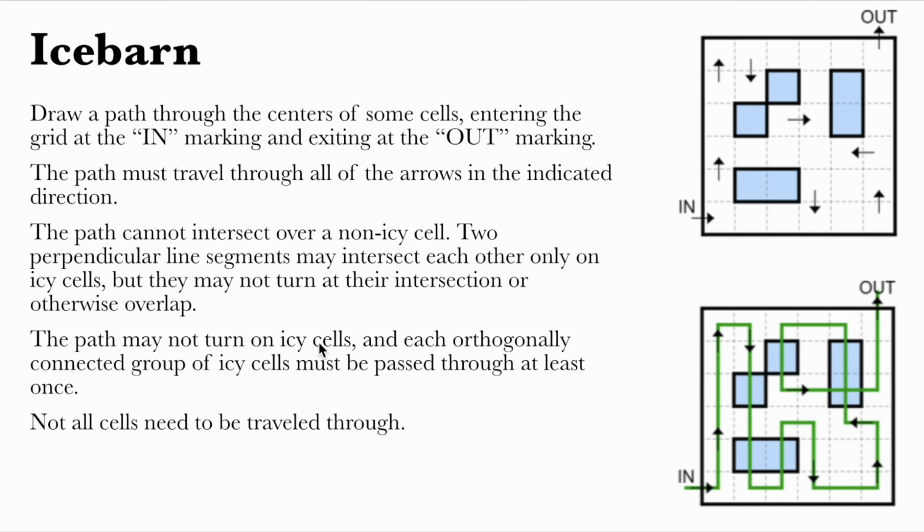The path may not turn on icy cells, and each orthogonally connected group of icy cells must be passed through at least once. Orthogonally connected just means connected by an edge, so these two cells are not considered orthogonally connected. But this domino is orthogonally connected. Not all cells need to be traveled through. Again, as we said before, there are a couple of example empty spaces in this solution. Those are the rules of Icebarn, so it's time to solve a puzzle.